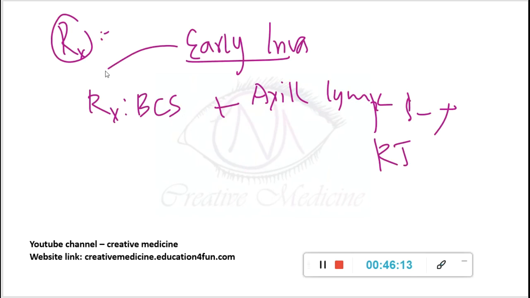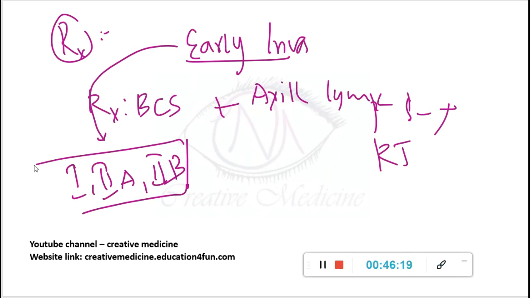Now, when do you call it early invasive breast cancer? Stage 1, stage 2A and stage 2B are called early invasive breast cancer.